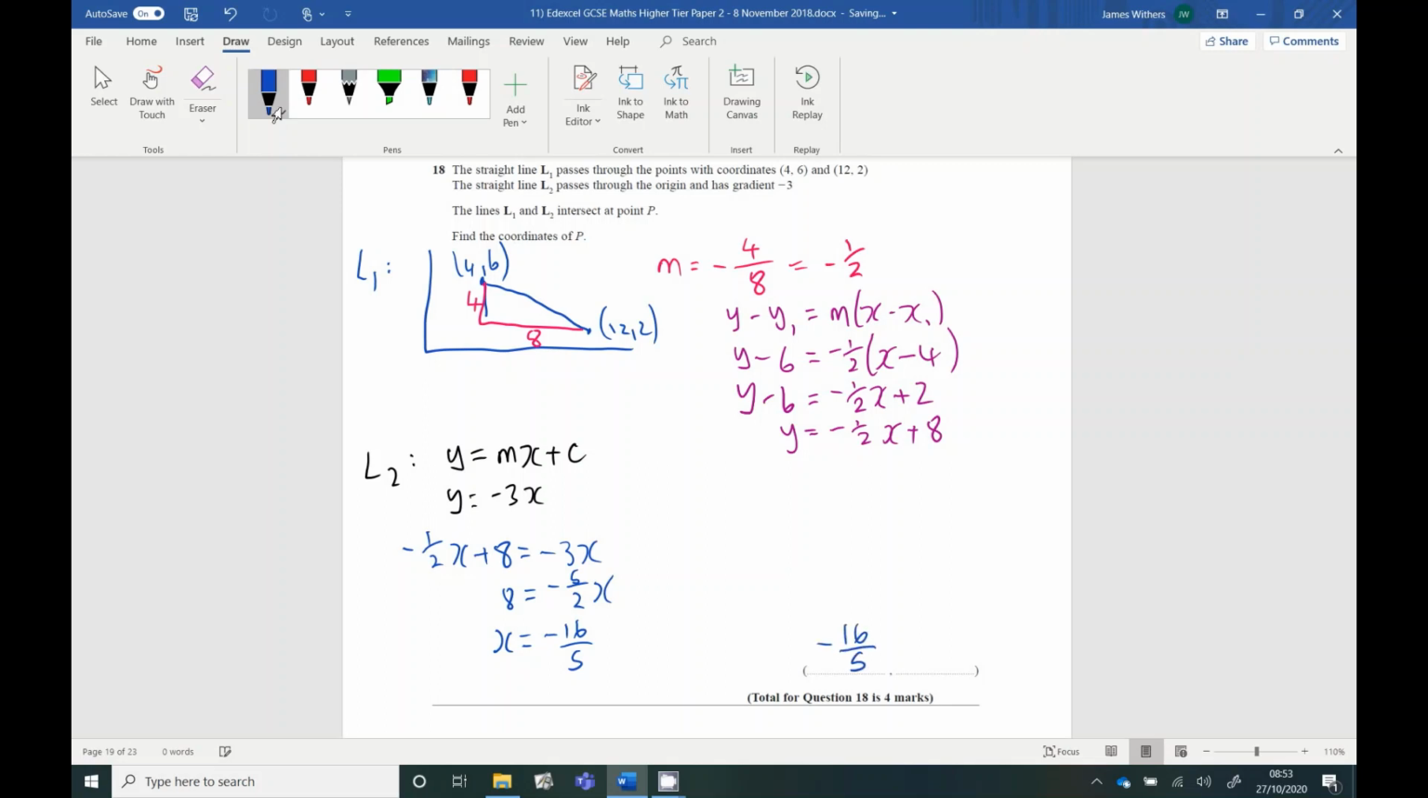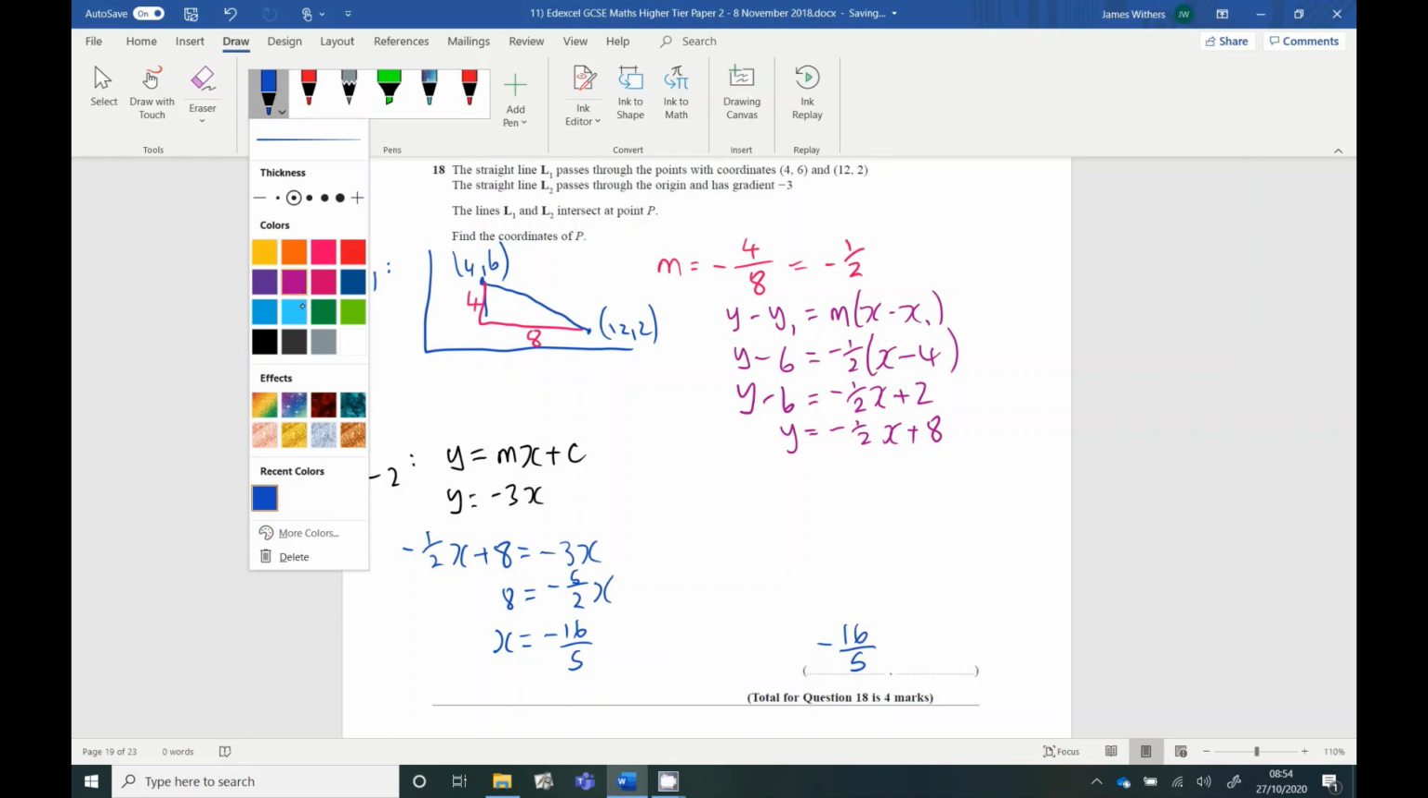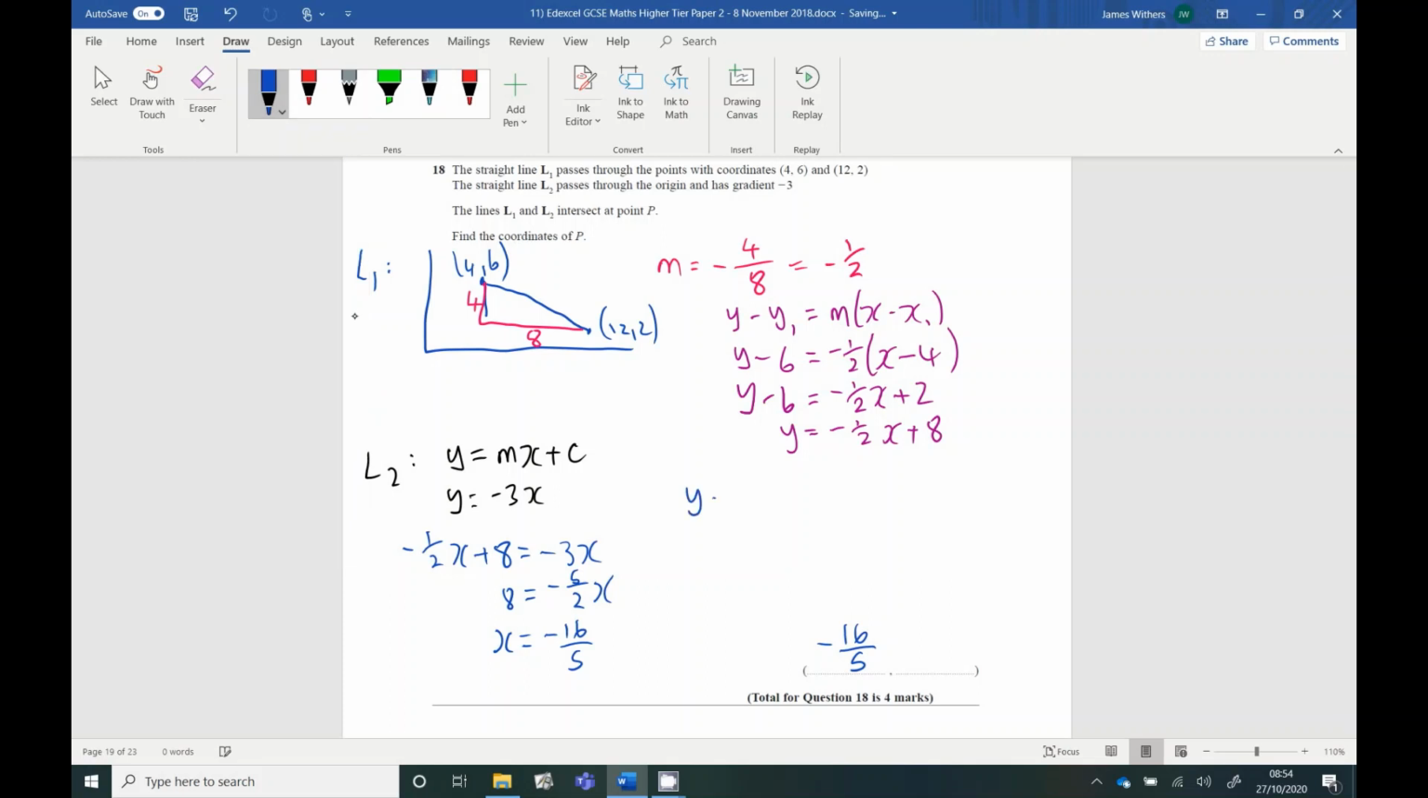Now I still need to go and work out my y coordinates. What colour shall we use? Let's use green. Whoops, the green didn't work, never mind. So we know that y equals minus 3x, just from L2, we could have used our first equation. We've just worked out that x is minus 16 over 5. Minus 3 times minus 16 is 48, so 48 over 5. So our final answer is minus 16 over 5, 48 over 5.